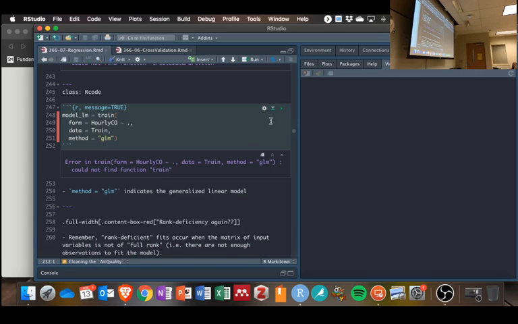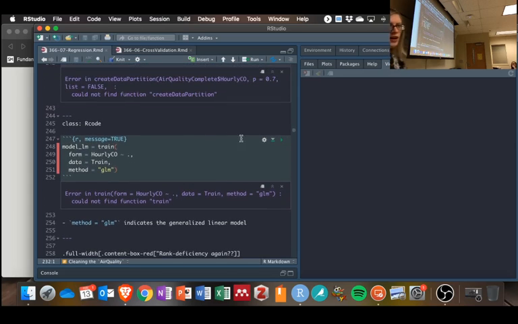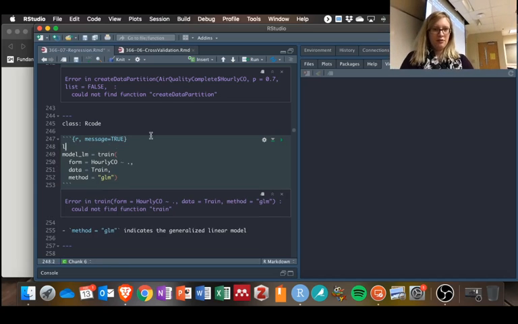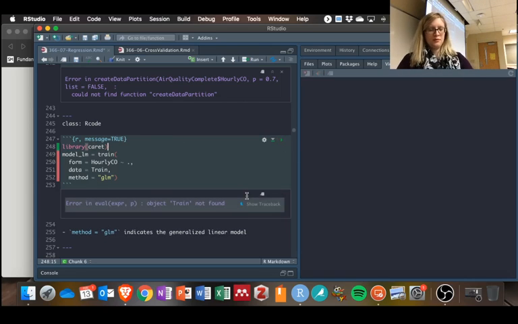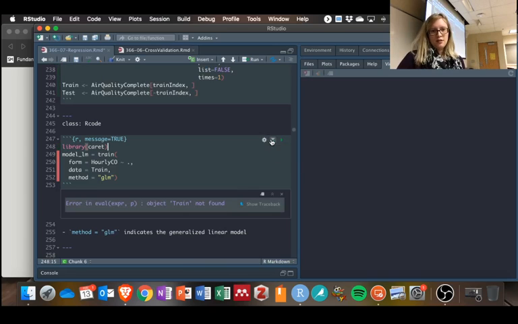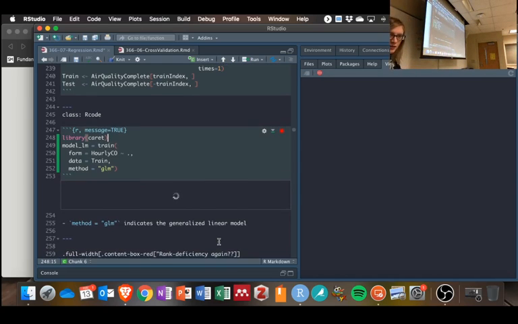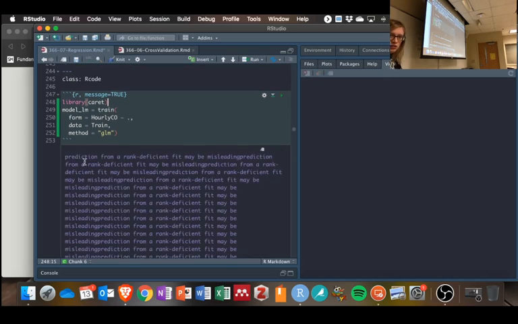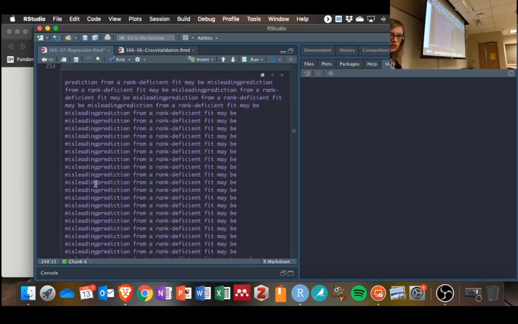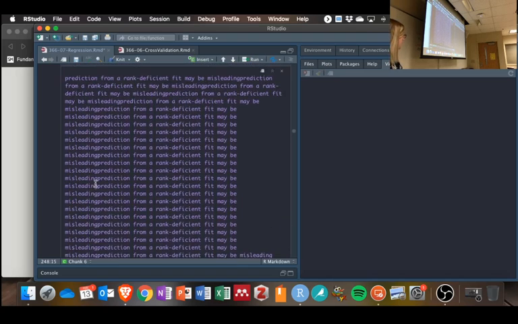I'll run the code. We'll run everything before. We'll add caret. I wonder why that's not finding itself. There we go. So it takes a while to fit this model. And we get this rank deficient fit throughout.